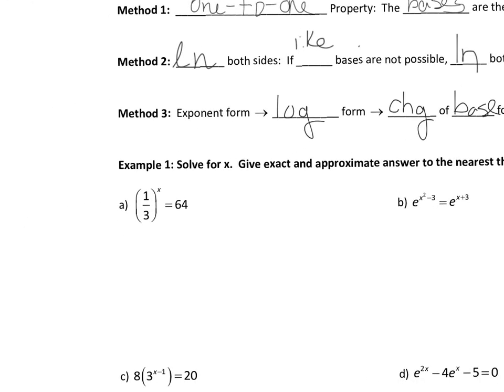So looking at A first, we want to see if we can get like bases. Well, we have a base of 3, and now our 1/3, which we could flip to 3 over 1 to the negative x, but 64 cannot be written as a base of 3, right? 3 to the second is 9, 3 to the third is 27, and 3 to the fourth is 81, so we're going to have to use method 2, which is natural log both sides.